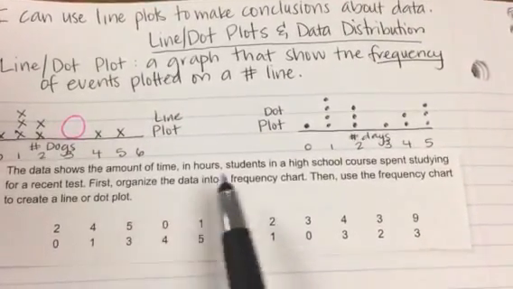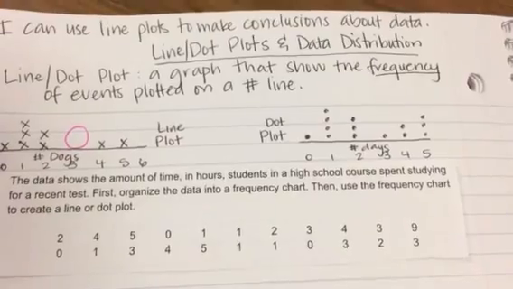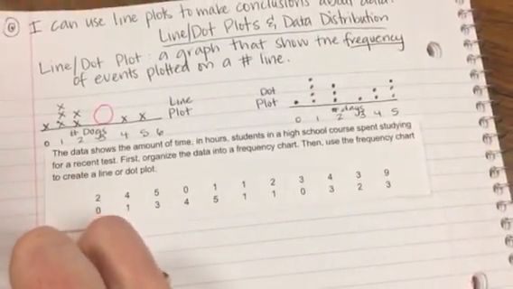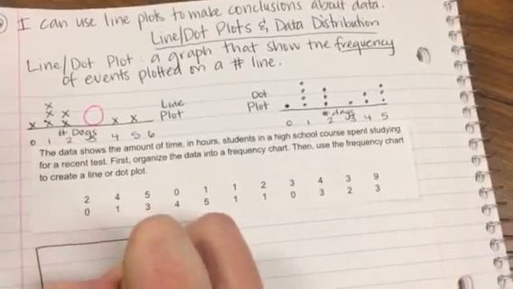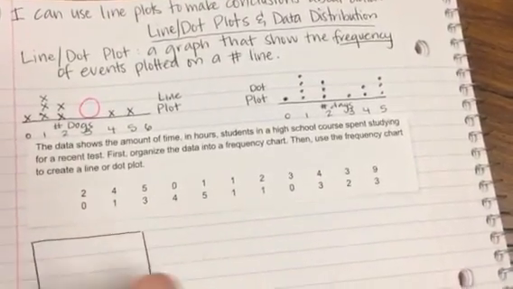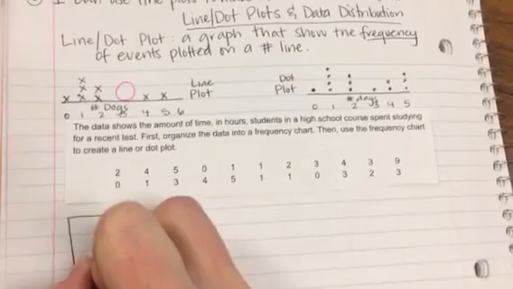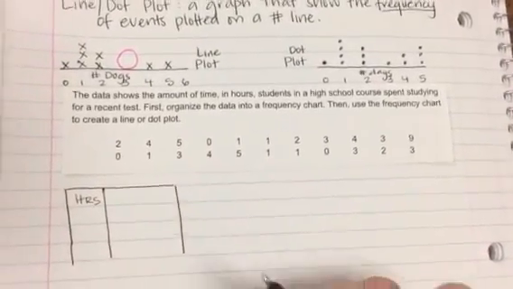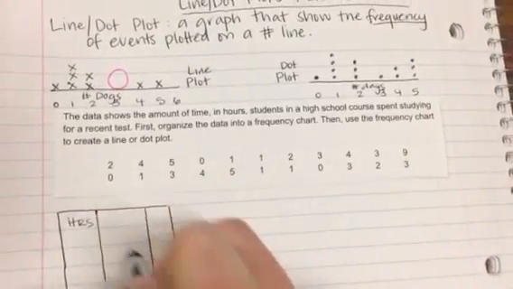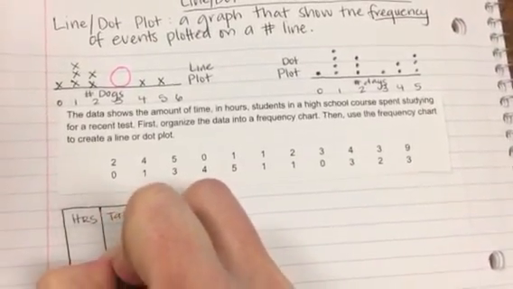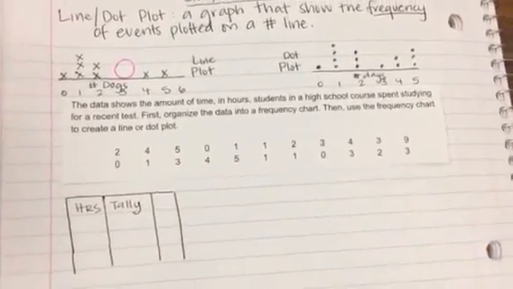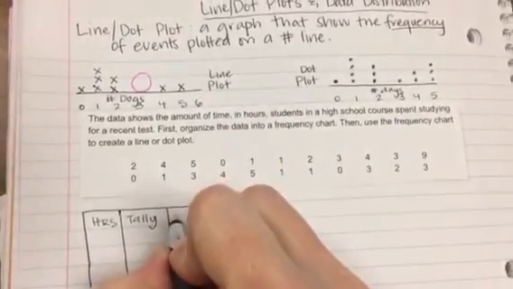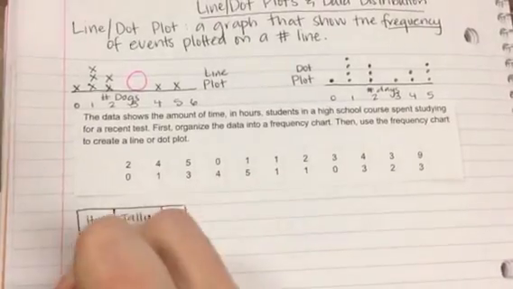The instructions say first organize the data into a frequency chart. We have built frequency charts before. We started that earlier last week. So we're going to make a frequency chart, and it needs to look something like this. The first column is going to be the hours that the people spent studying. The next section is going to be our tally section. Now remember, frequency charts won't always have a tally column, but today we are going to build a tally column. And then this last one is, of course, the frequency.